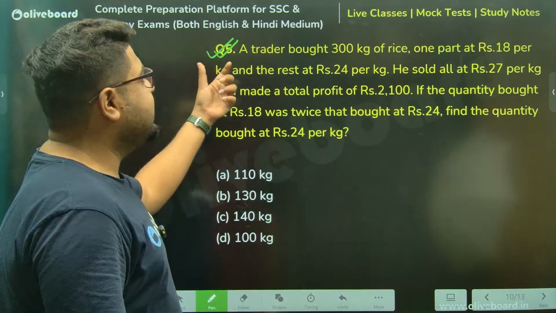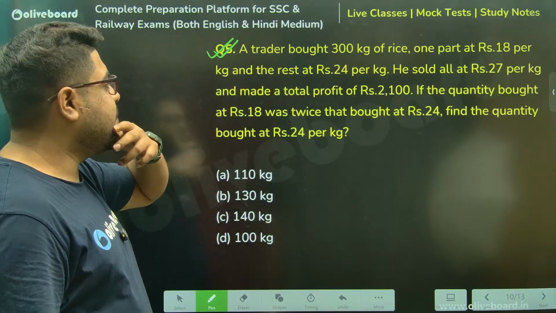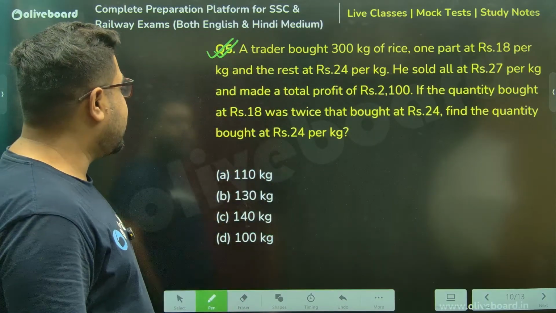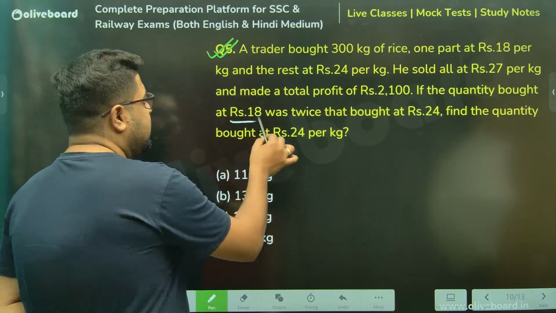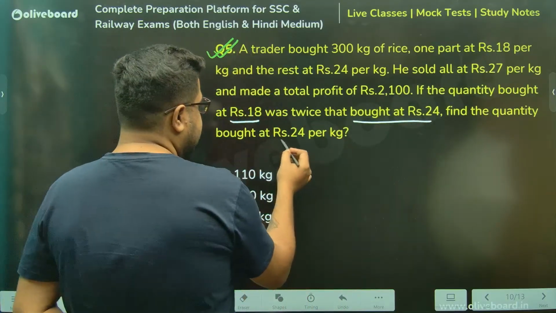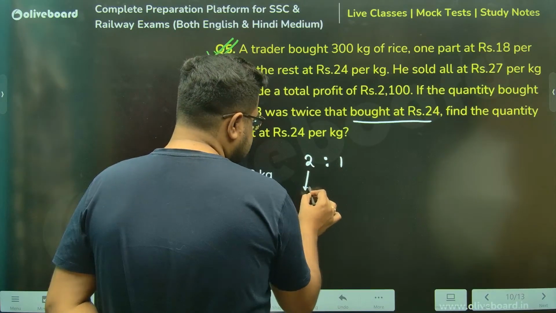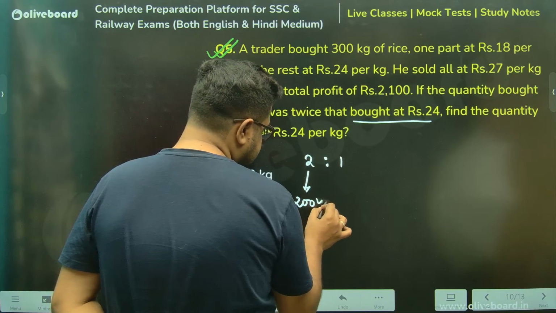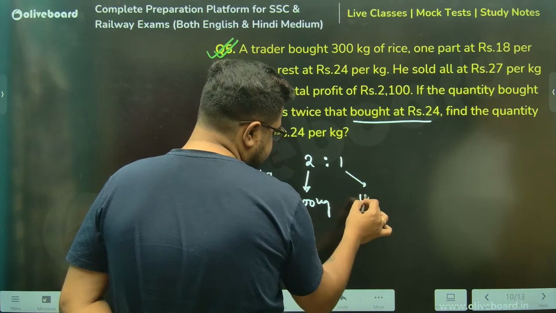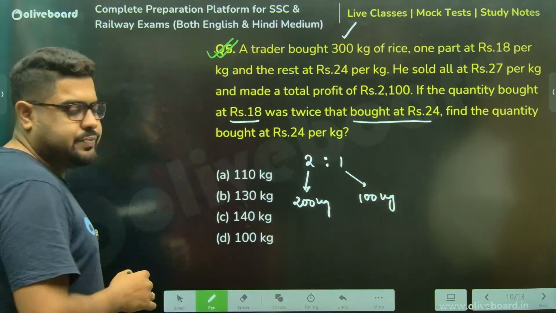300 kg of rice a trader has bought, one part at 18 rupees, the rest at 24. Sold this, total profit... the quantity bought at 18 rupees was twice that of this. Meaning the ratio is 2:1 in terms of quantity. Meaning this is 200 kgs, this is 100 kgs, because total quantity was 300 kg.